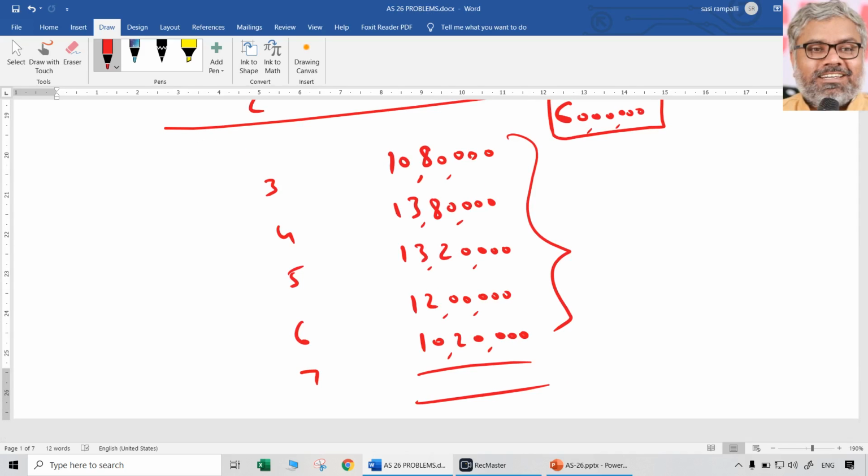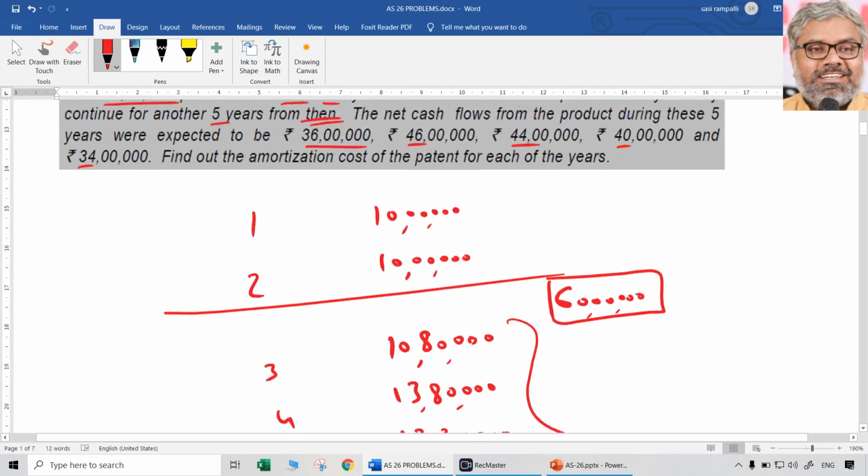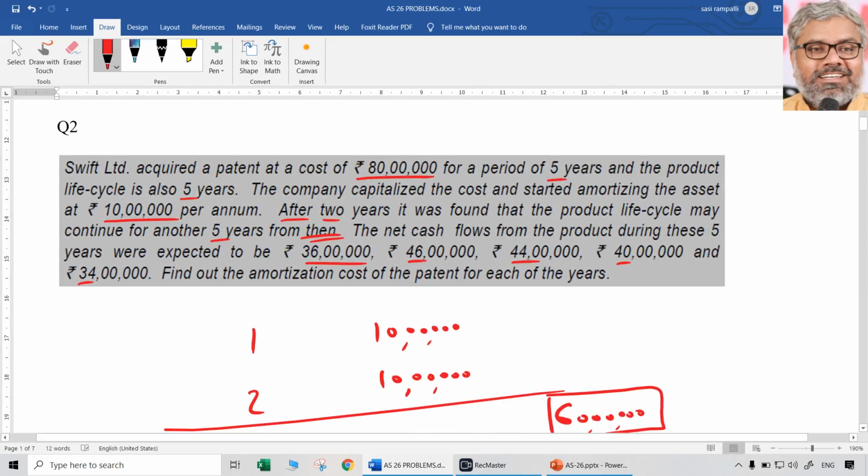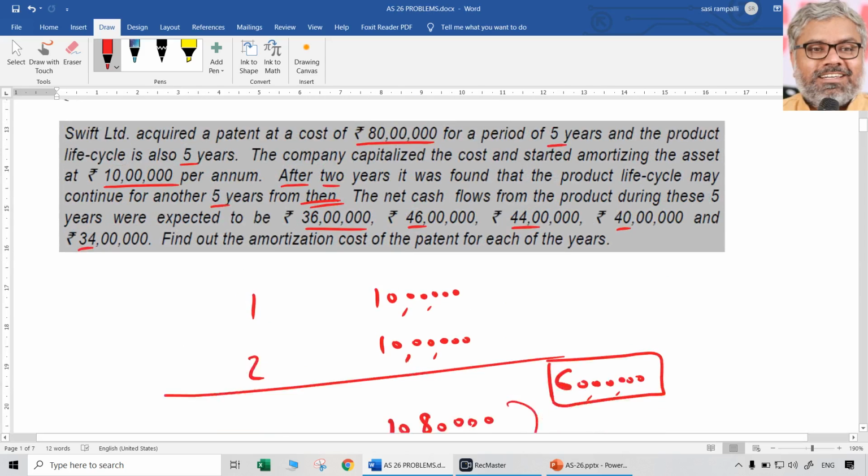Should be 80 lakhs, total of all this. So 80 lakhs is amortized over a period of 7 years, not 5 years now, like this. That's what was asked. Find out the amortization cost of the patent for each of the years.